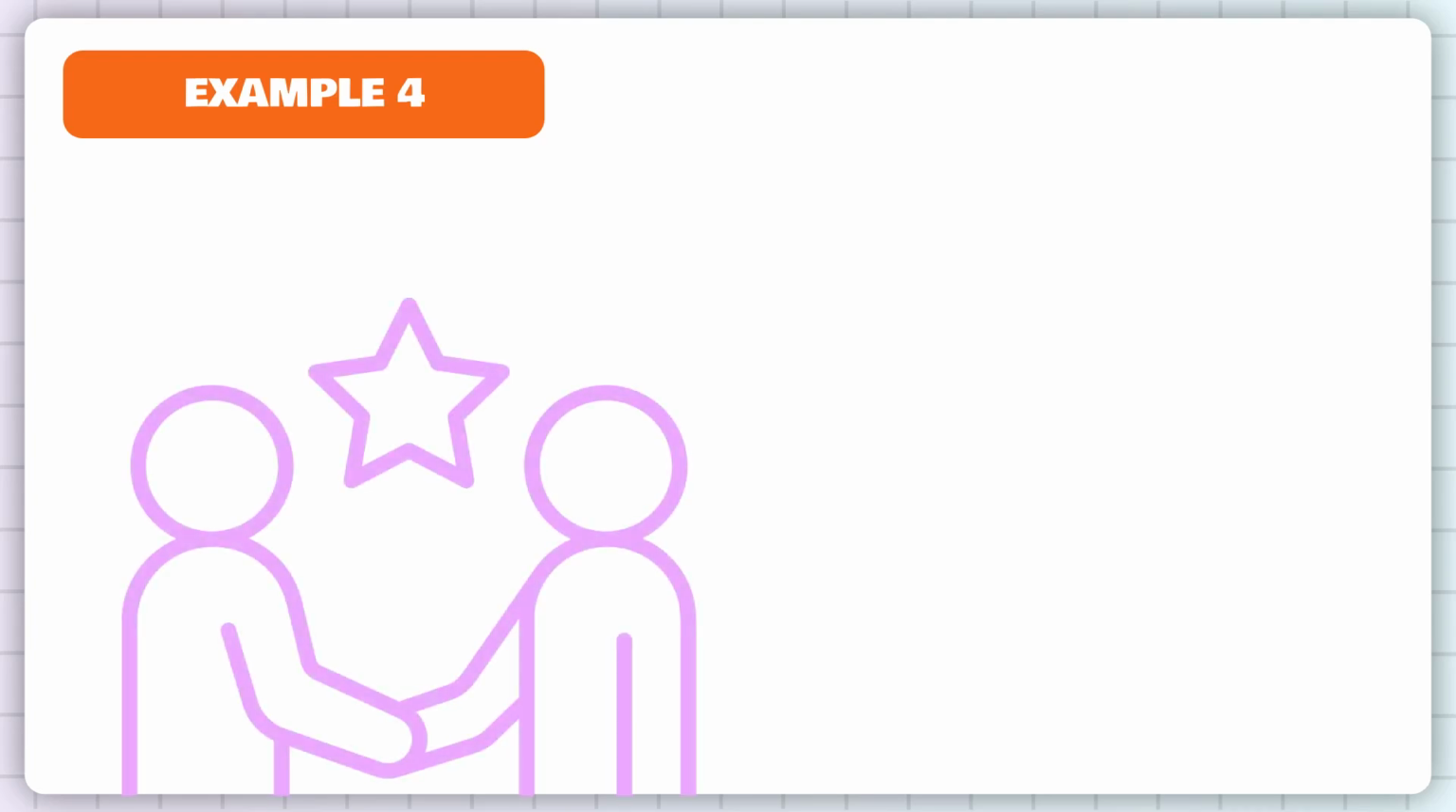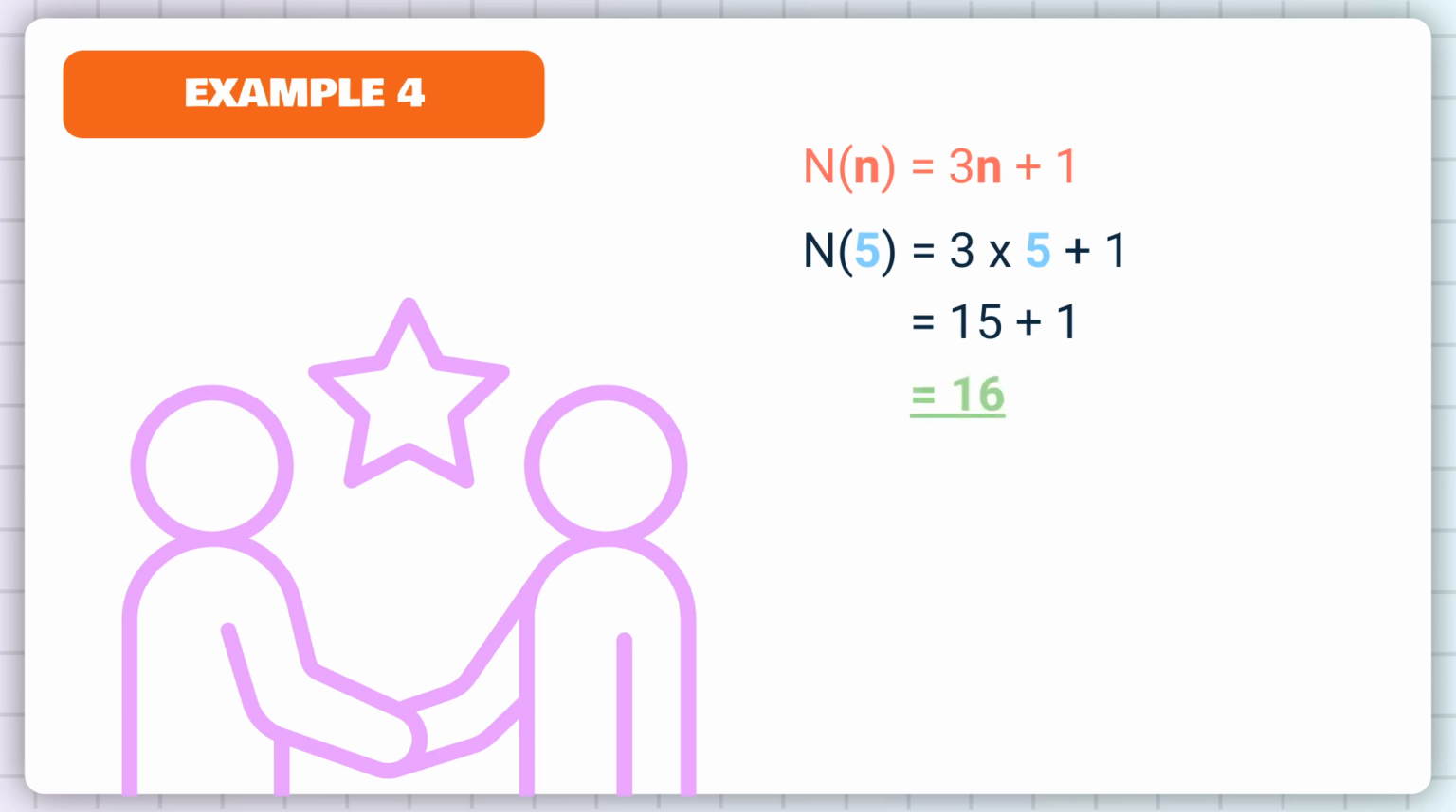Finally, let's tackle a practical problem involving sequences. Suppose you have a sequence where the number of new customers your business gains each month follows this rule, where n represents the month number. Let's find out how many new customers you gain in the 5th month. Using the function, we substitute n with 5. From here, we can multiply 5 by 3, giving us 15. 15 plus 1 equals 16. So you gain 16 new customers in the 5th month. This shows how functions can help us predict future outcomes based on a given rule.